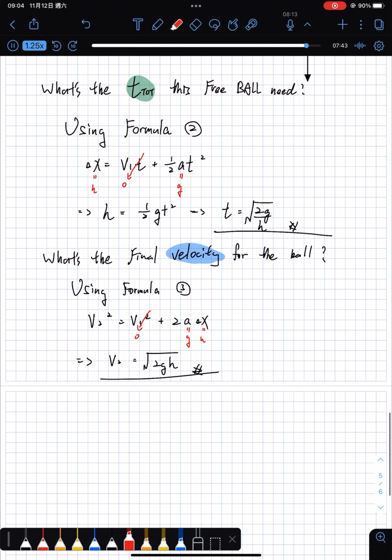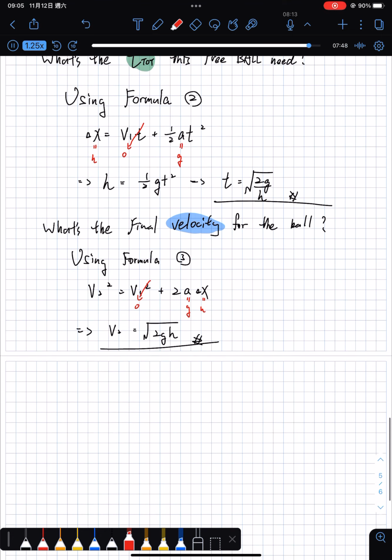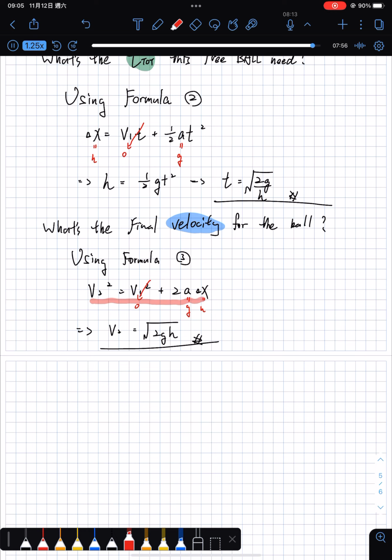Then, what's the final velocity of the ball? Then we use formula 3. v2 squared equals v1 squared plus 2a delta x. v1 squared equals 0 because v1 equals 0. It's easy. And a equals g, and delta x is h. So we get v2 equals root 2gh.